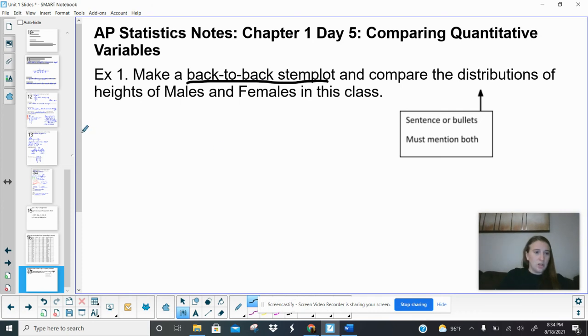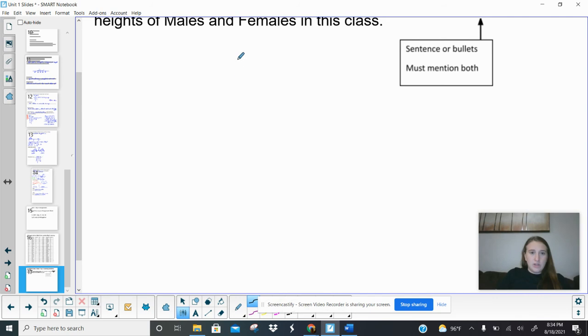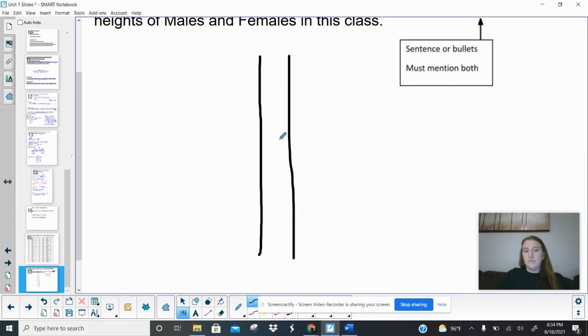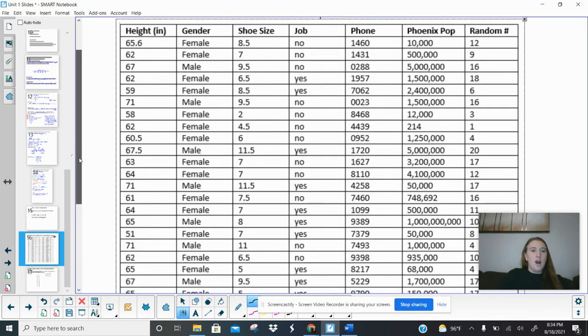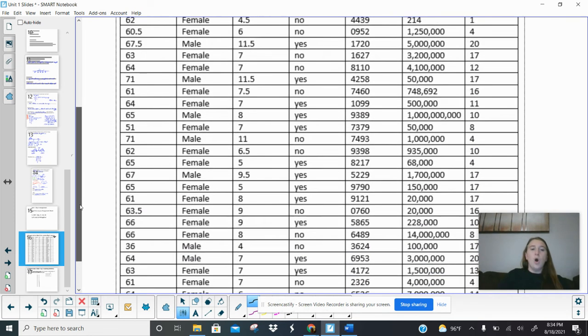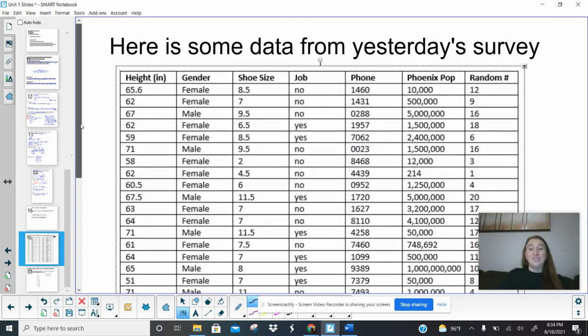So what a back-to-back stem plot looks like is, normally we just have the one line and then our stems over here on the left. We actually draw two lines and then put our stems in the middle. Now, if we look at our data here, I do want you to do all of our data, for a reason. So you're going to take a moment to do that.